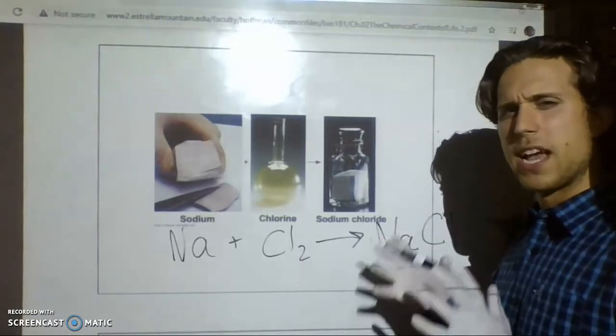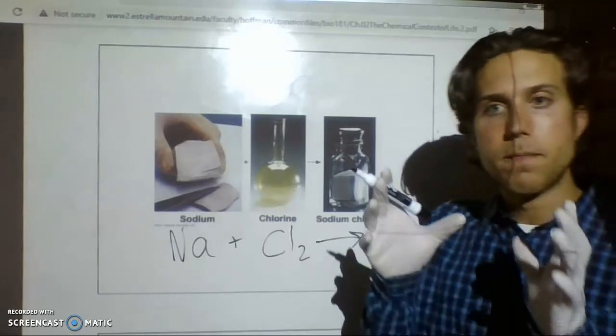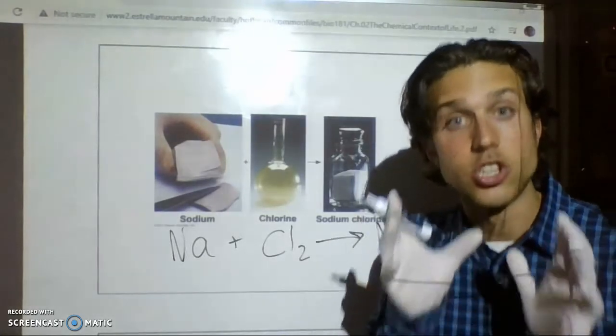Let's see here. We're going to get to chemical equations, as they must be balanced. Okay, that is the critical factor.